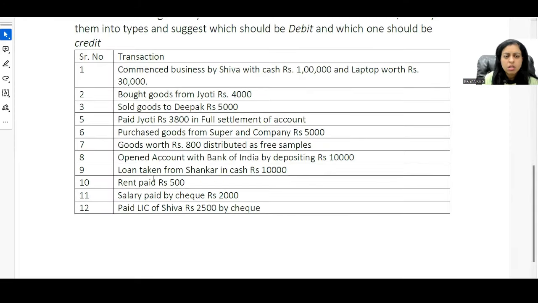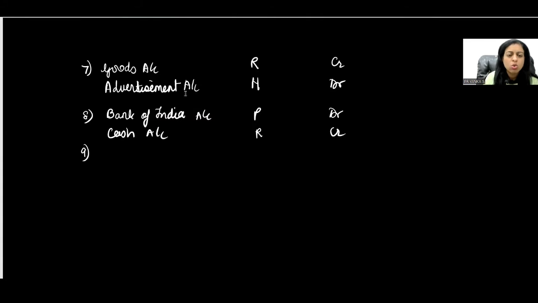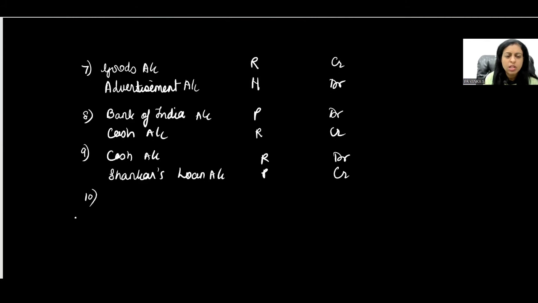Next is loan taken from Shankar in cash. So now what is happening? Cash account. And Shankar is giving loan. So Shankar's loan account. Cash is real. Shankar name personal. Cash is coming in, so debit. And Shankar is the giver, so credit. Fine. Apply the rule and you will get your answer correct.